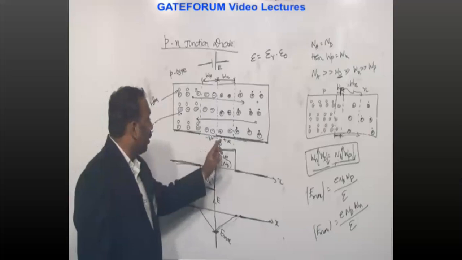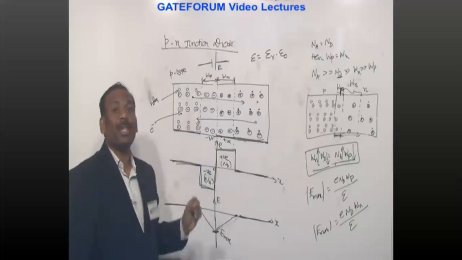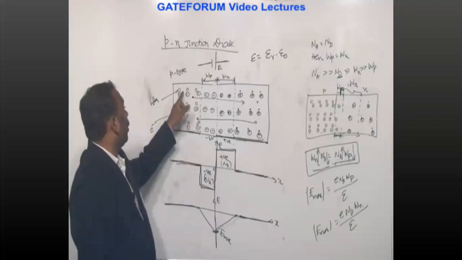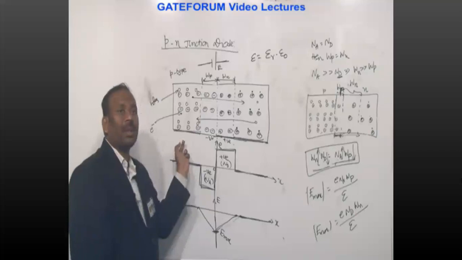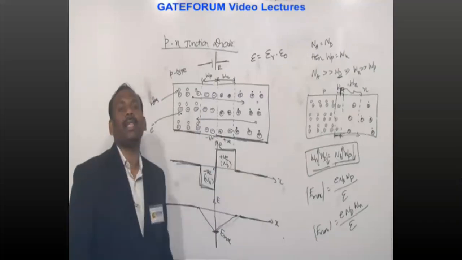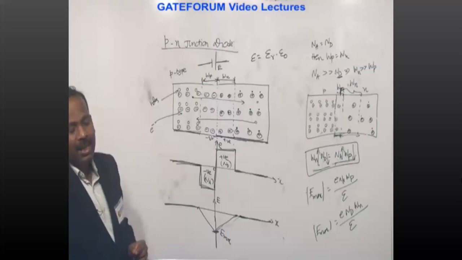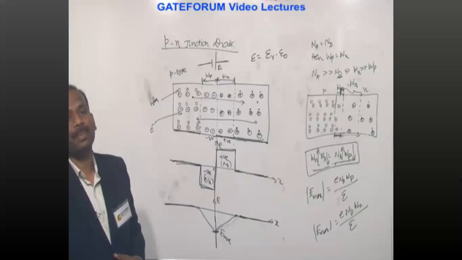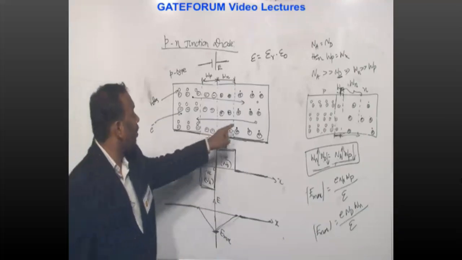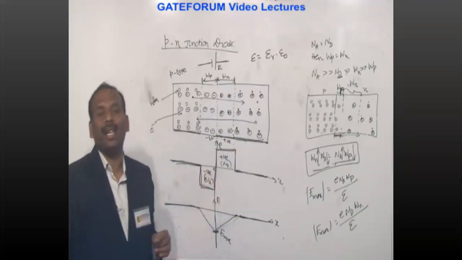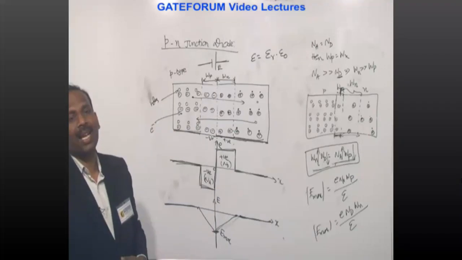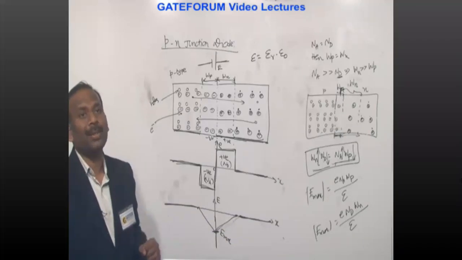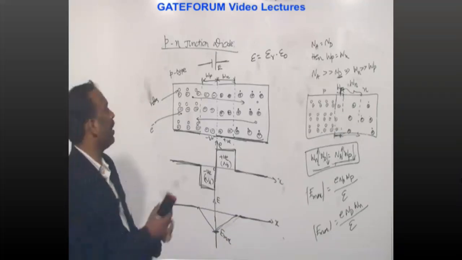Another point. Diffusion current in this PN junction, is it due to majority carriers or minority charge carriers? Diffusion: holes are moving from here to here, electrons are moving from here to here. That means majority carriers are moving. So in a PN junction, diffusion current is due to majority charge carriers. Clear? Drift current, what is it doing? It is allowing the minority charge carriers. Drift current is due to minority charge carriers. Diffusion current is due to majority charge carriers. Drift current is due to minority charge carriers. Clear? Next.